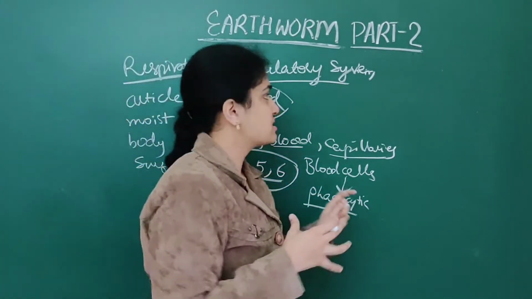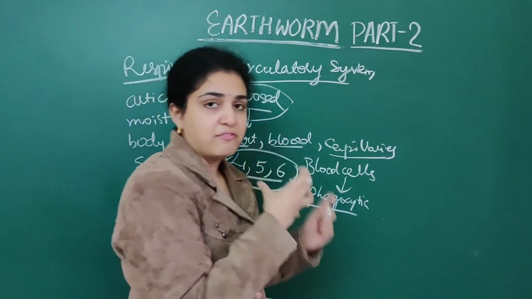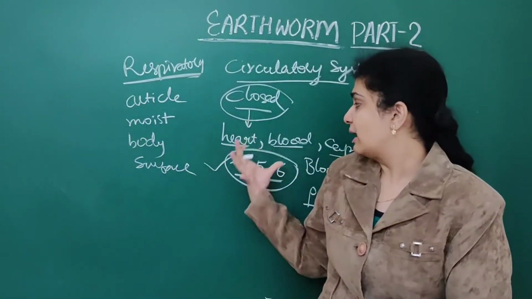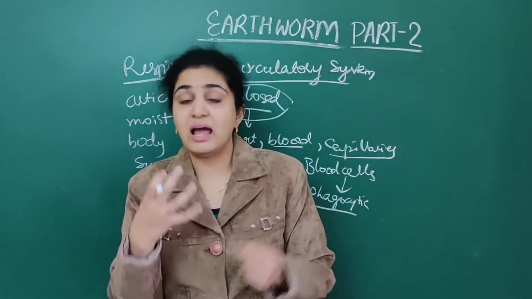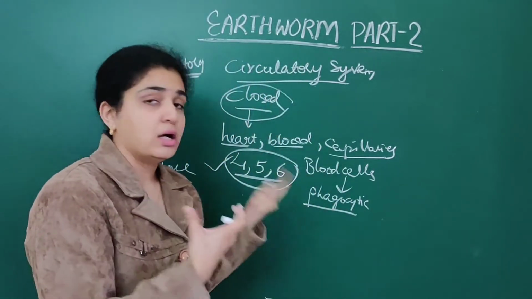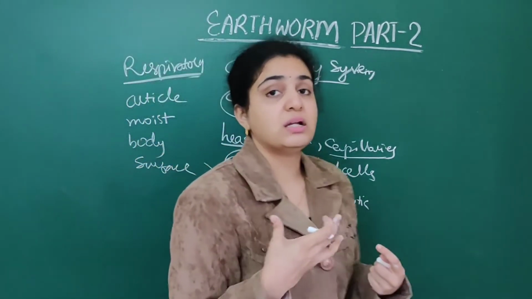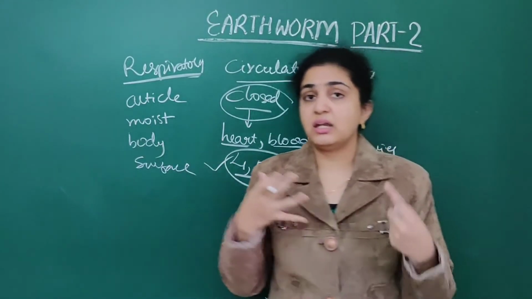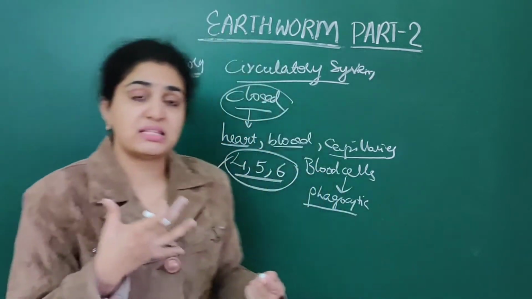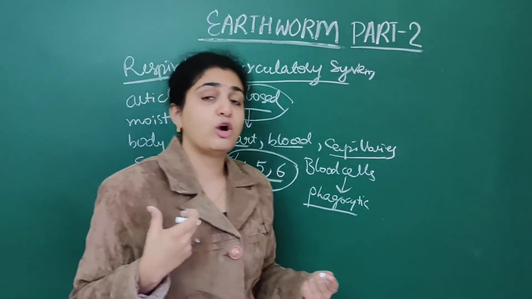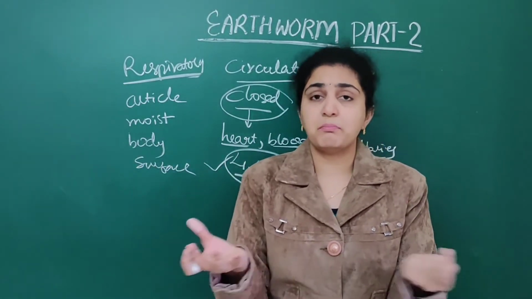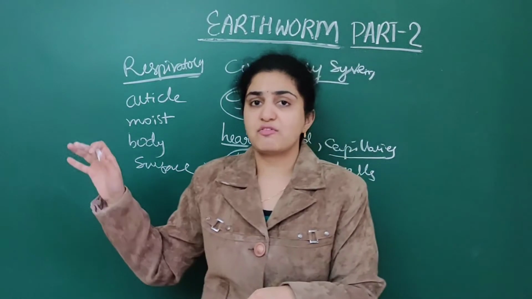In the circulatory system, the blood vessels, same like ours, are also complicated: heart, capillaries, blood vessels, as well as blood glands, blood cells and numerous hemoglobin, everything is present. And these blood cells are phagocytic in nature. Blood glands are present in the fourth, fifth and sixth segments. Like ours, it is also very complicated. But when it comes to the respiratory system of earthworm, it is very simple, that is, through the moist body surface only.